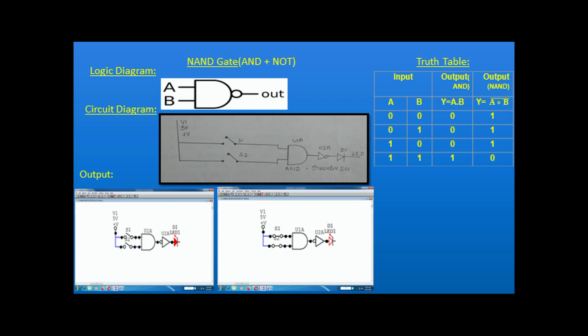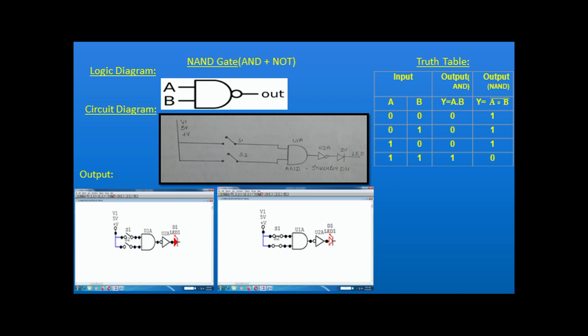Okay, so you can see the circuit diagram and its output. There is the plus 5 volt, and there are two switches S1 and S2. Then I connected them with the AND gate. The result of the AND gate I connected with the NOT gate. Then I connected that with the LED light.